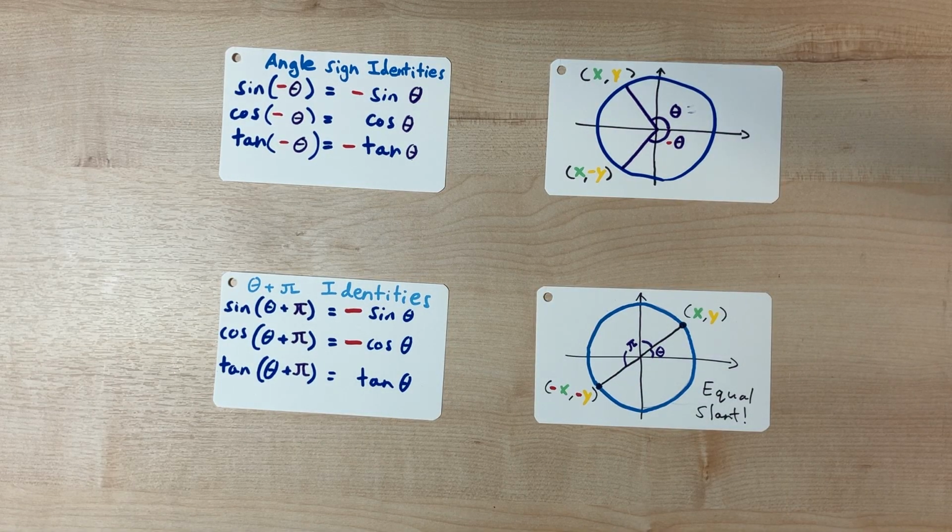My point being, many of these trigonometric identities can be explored smoothly using just the unit circle.